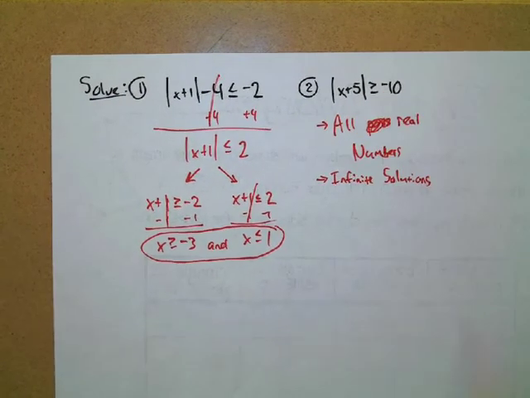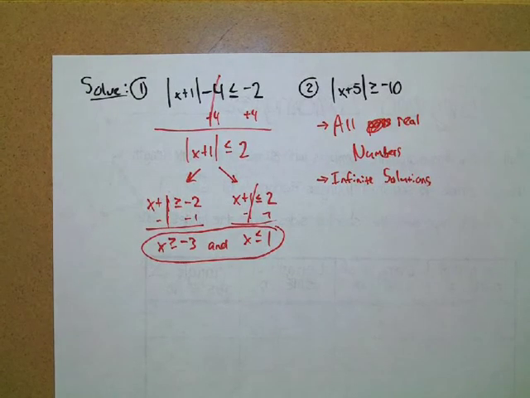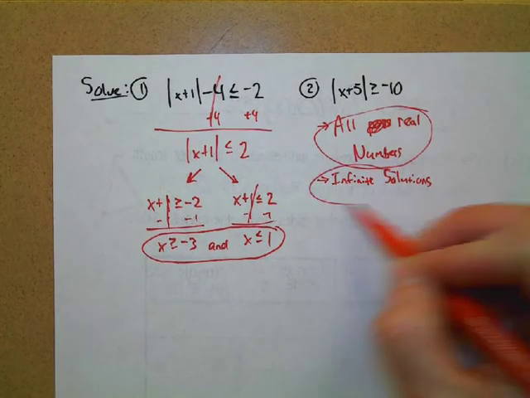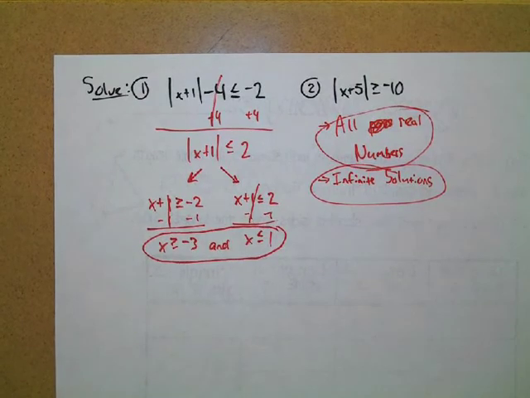Any number you put in for x will make this inequality true, because no matter what you put in for x, you're going to add 5 and then take the absolute value. It's going to be positive or 0, and that's always more than or equal to negative 10. So this is always true. Jake, this was a weird one, but that's the answer here. It's always true. You can say all real numbers, or infinite solutions, whichever one you want.